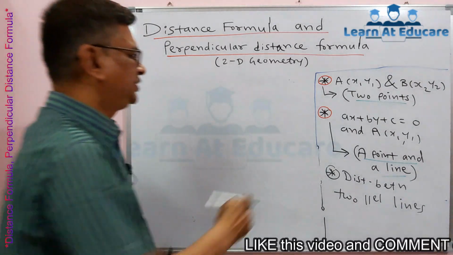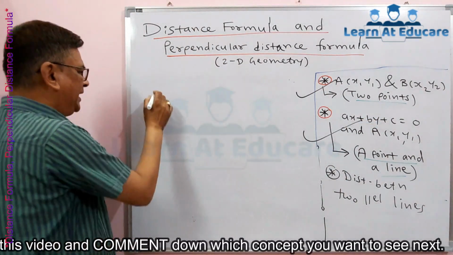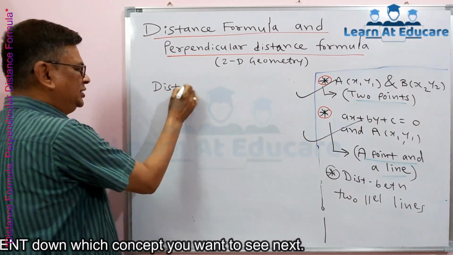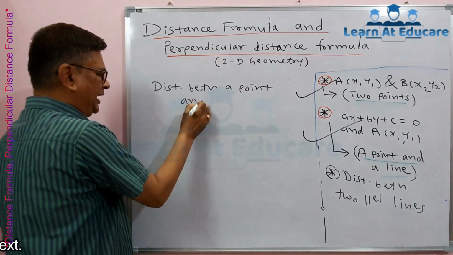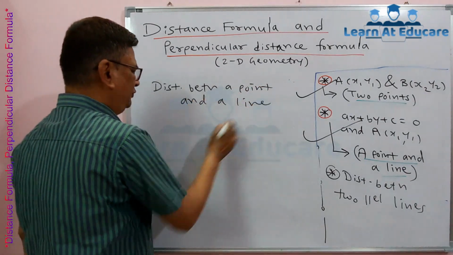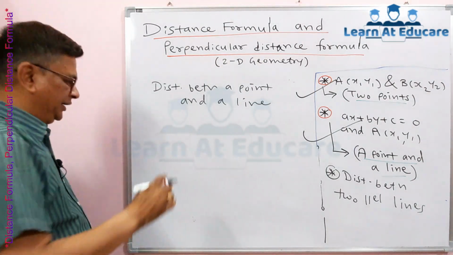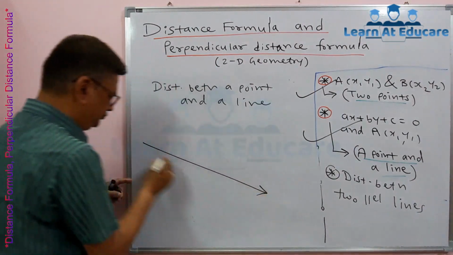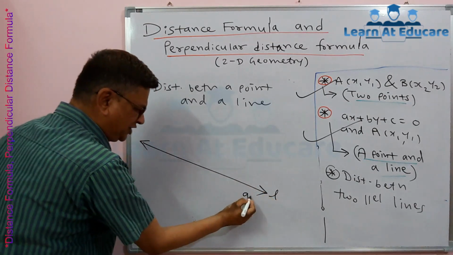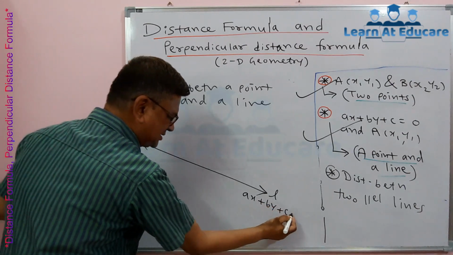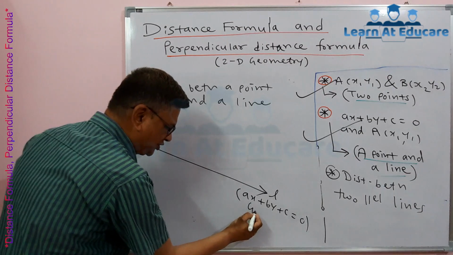Now we will deal with the perpendicular distance formula. The perpendicular distance formula gives the distance between a point and a line. For that purpose we should know the coordinates of the point and the equation of the line. Suppose we have such a line, denoted by L, and suppose its equation is ax plus by plus c equal to 0. Do you know this is called the general form of the equation of a line?